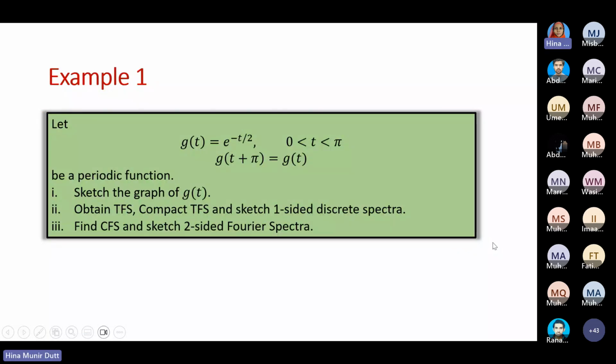So I have done the first part. Now comes the second part, which is the trigonometric Fourier series and the compact Fourier series and the sketch one-sided. Okay, so let's start the first part. We have done the first part.